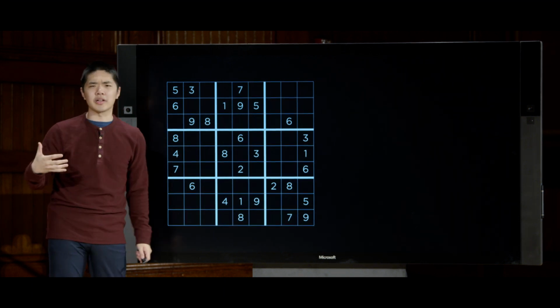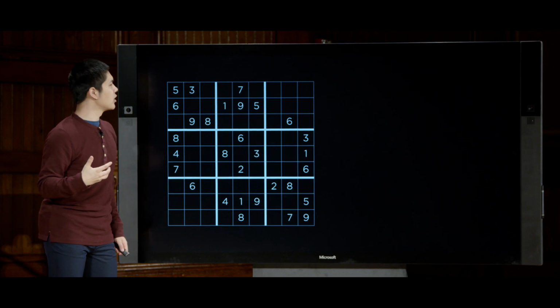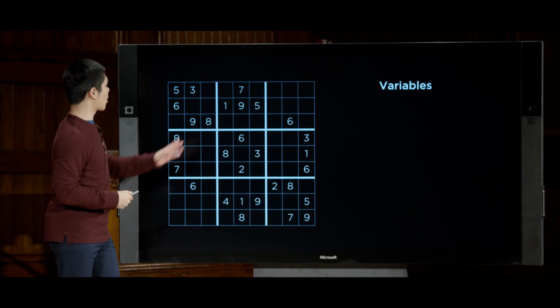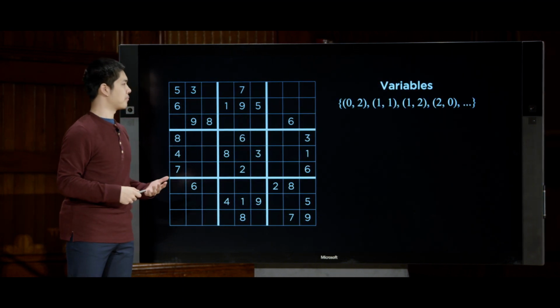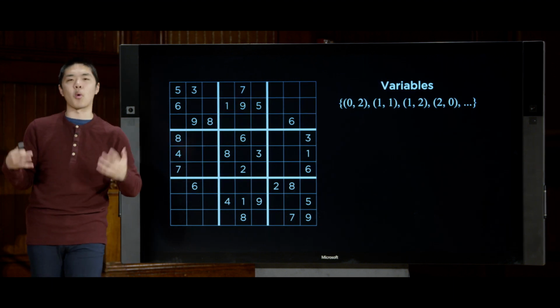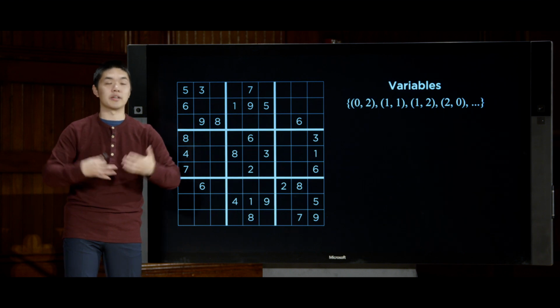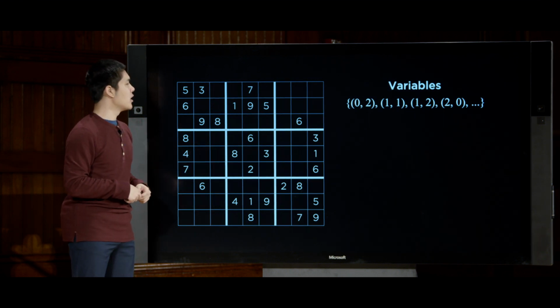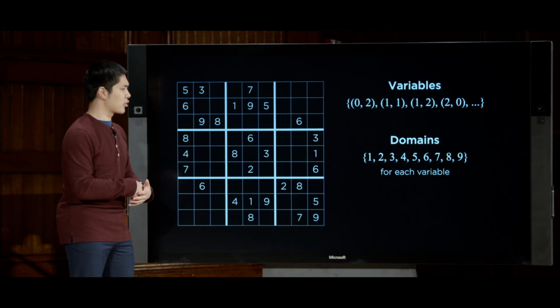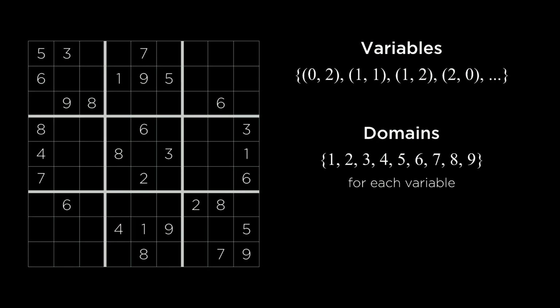So what might this look like as a constraint satisfaction problem? Well, my variables are all of the empty squares in the puzzle. So represented here is just like an x comma y coordinate, for example, as all of the squares where I need to plug in a value, where I don't know what value it should take on. The domain is just going to be all of the numbers from 1 through 9, any value that I could fill in to one of these cells. So that is going to be the domain for each of these variables.